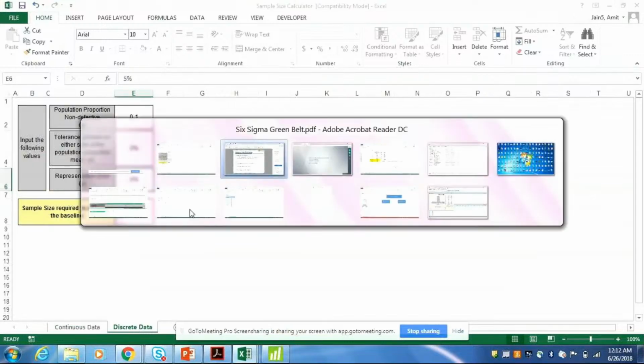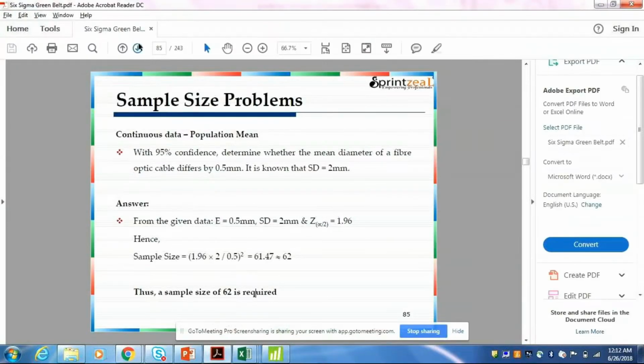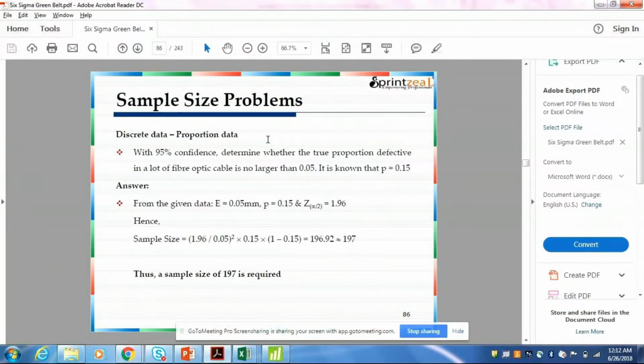Similarly, for discrete, there are various sample size calculators available. You can find any sample size calculator online. The concept is this: it will take into account the z, alpha, proportion defective, and through that it will calculate the sample size.